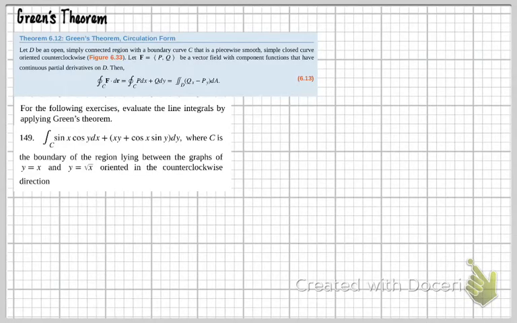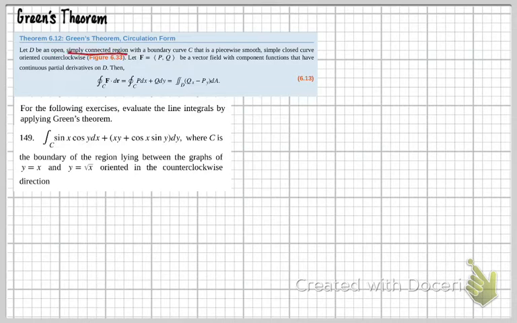Green's theorem. Let D be an open, simply connected region with boundary curve that is a piecewise smooth, simple closed curve oriented counterclockwise. So let's stop there for a minute and just talk about all of those components of Green's theorem, the initial conditions. So let's start with open. Open simply means it contains all of its interior points.